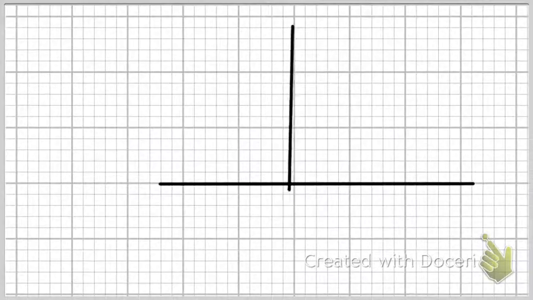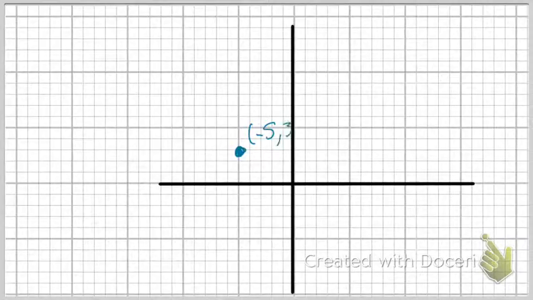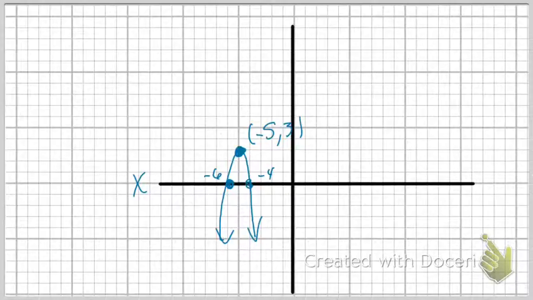Okay, so on problem number 1, the first thing we are going to put on our graph is our vertex, negative 5, 3. Second thing we're going to draw on here is our x-intercepts. So on our x-axis, we're going to find negative 6 and negative 4. Connect the dots, and voila, we're finished.